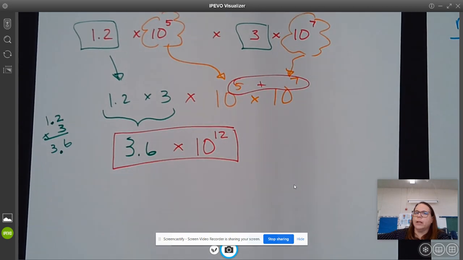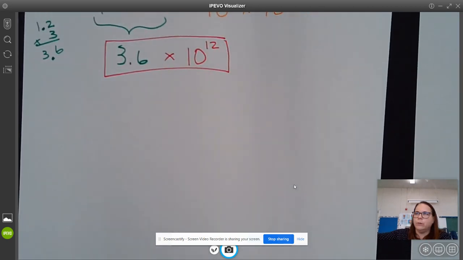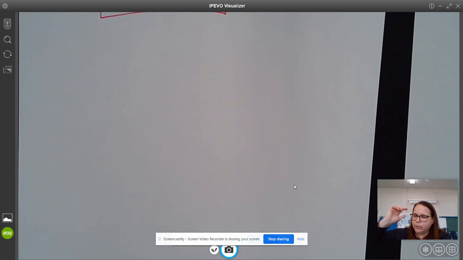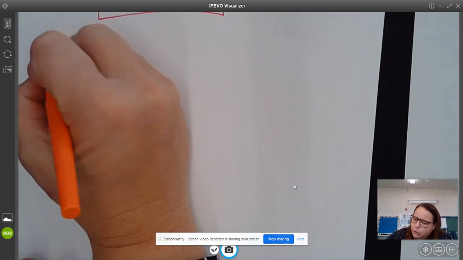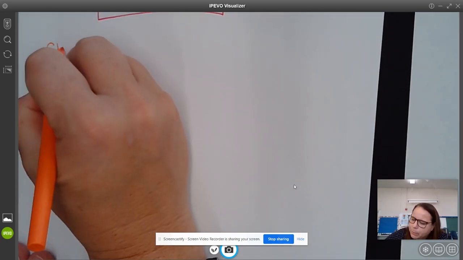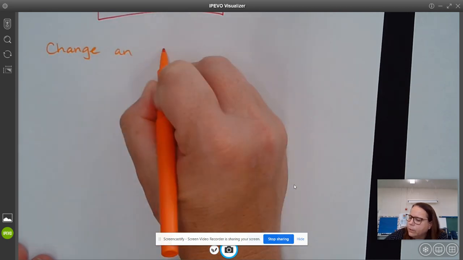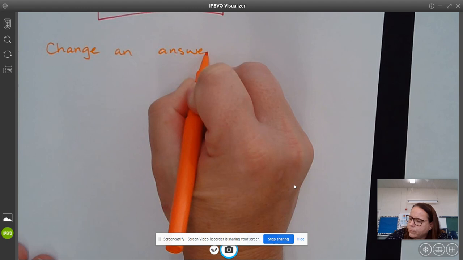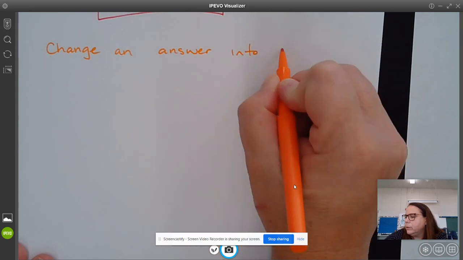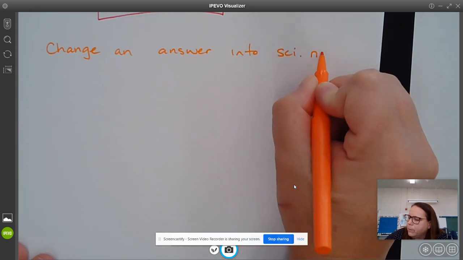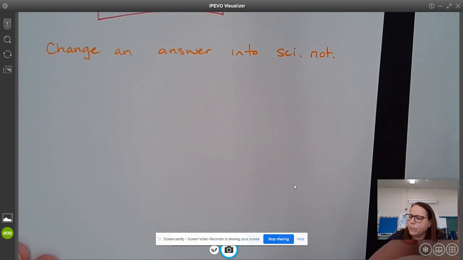What I want to do is just go over a couple more examples of how to change an answer into scientific notation. That seems to be the trickier part usually for students. So we need to change an answer into scientific, I'm going to abbreviate notation, okay?